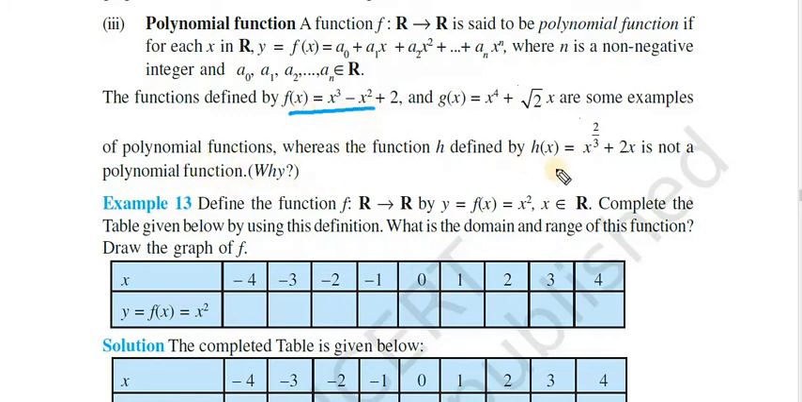You can see this is not a polynomial function. Why? Because of this exponent. This exponent is not a natural number. The exponent should be a non-negative integer. It is not a non-negative integer because it is a rational number. Therefore, this is not a polynomial function.